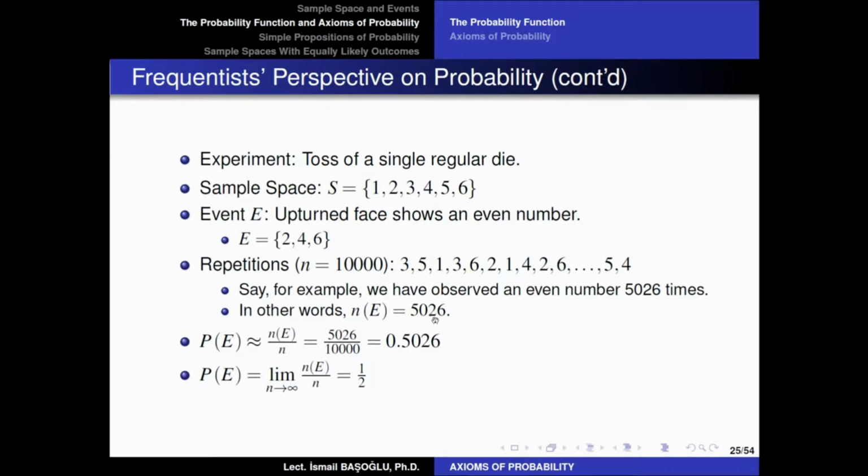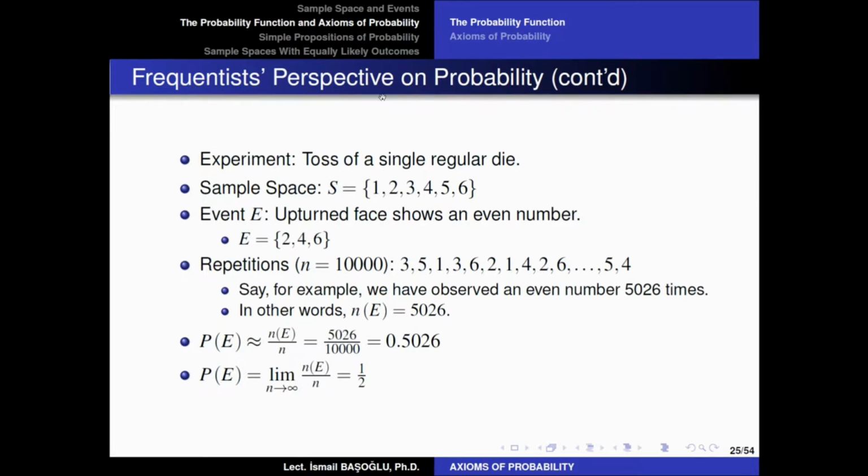is 5,026. And the ratio between 5,026 and 10,000 is just going to be an approximation for the probability, not exactly the probability itself, but the approximation of probability. And we can say that since out of 10,000 times, this event has occurred 5,026 times, this probability can be, not exactly, but approximately 0.5026. But what is the actual probability?